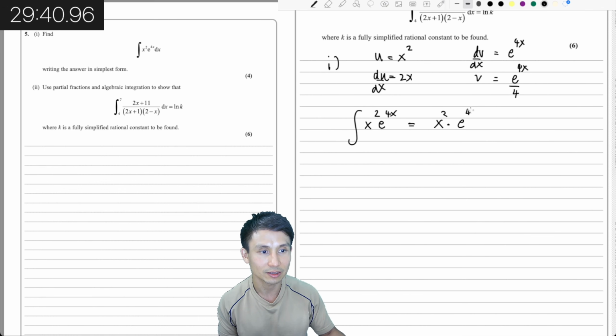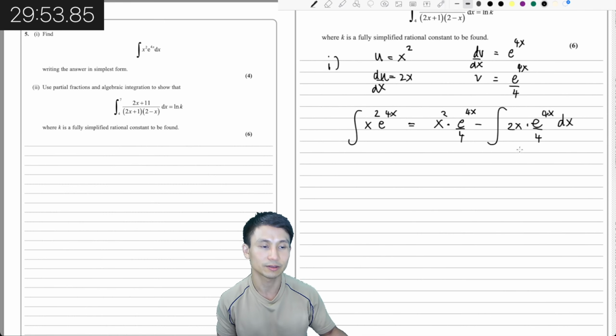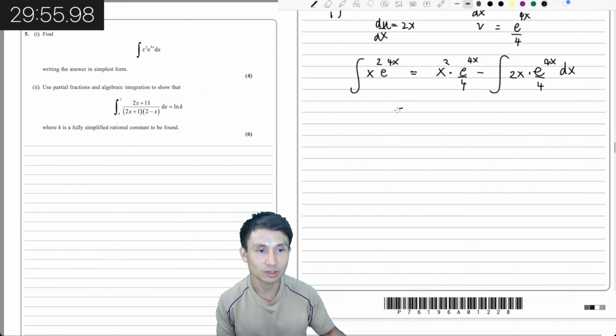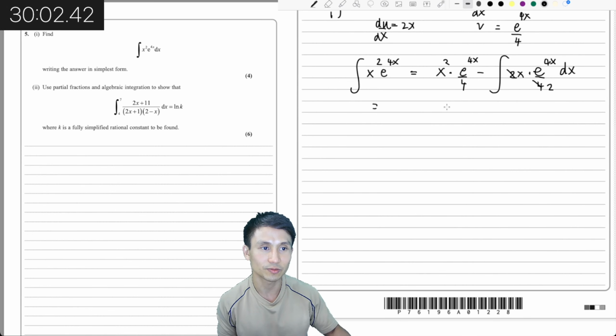All right. So that integral is then equal to uv, x squared times that, minus the integral of v du. So du is 2x, yeah? And then times v, which is e to the 4x over 4, and then dx here. Okay, so it seems like we need to integrate by parts again. So here the 2 and 4 cancel to be 2. We are now integrating it again.